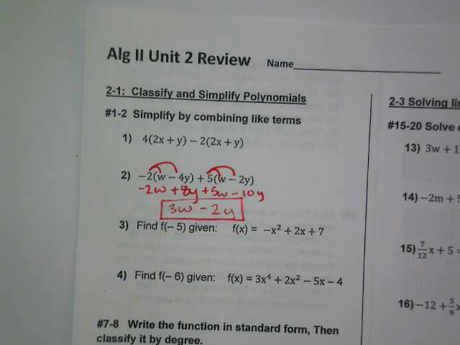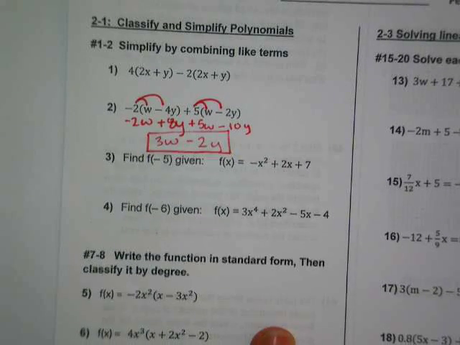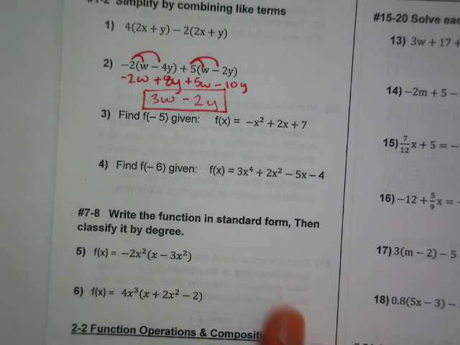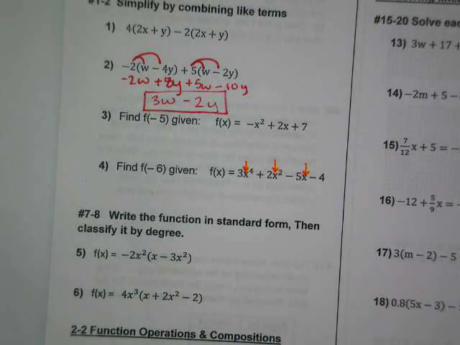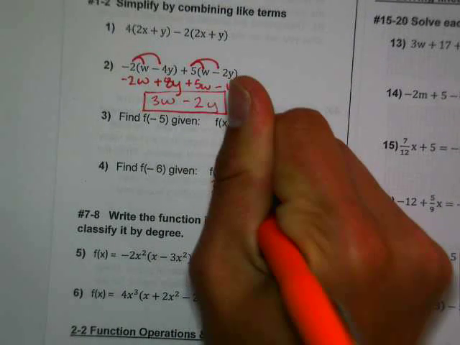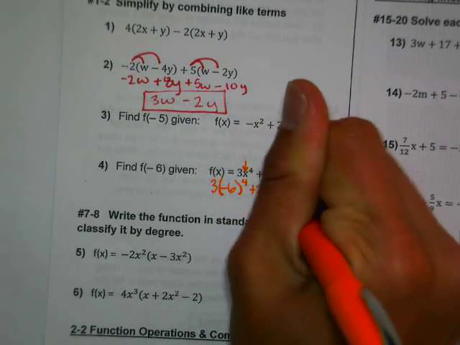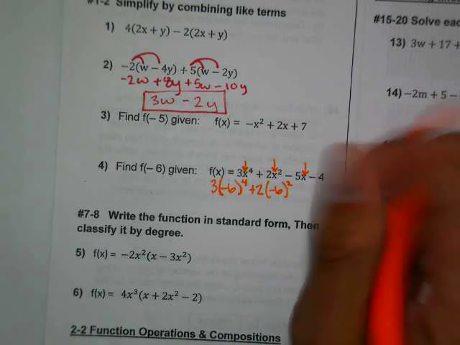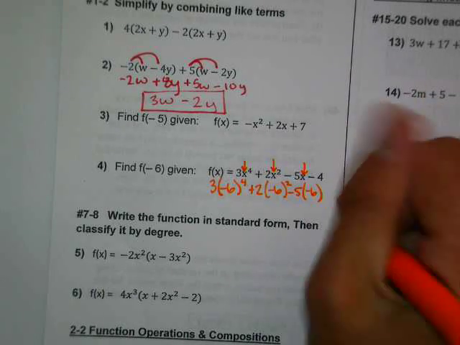All right. Number 4. What do we get if we complete this? f of -6. So in place of all of the x's, you are going to put in -6. So 3 in place of the x, I'm going to put -6, plus 2 in place of the x, I'm going to put -6, minus 5 in place of the x, put -6. And then minus 4.